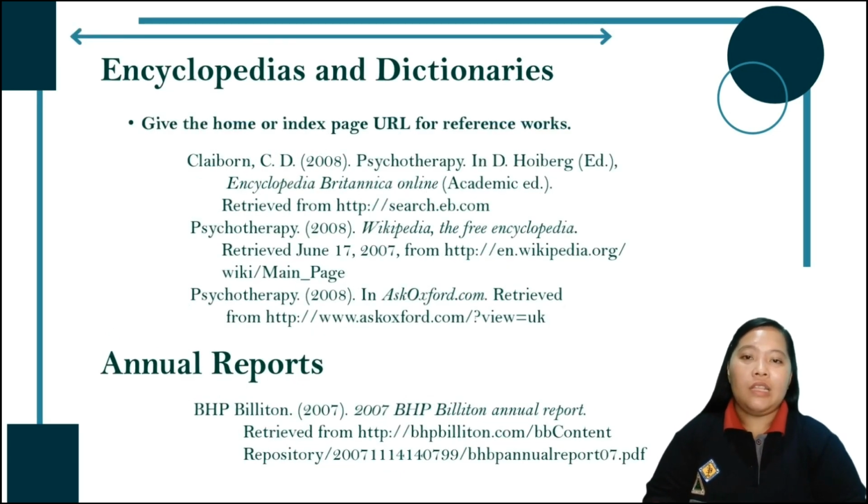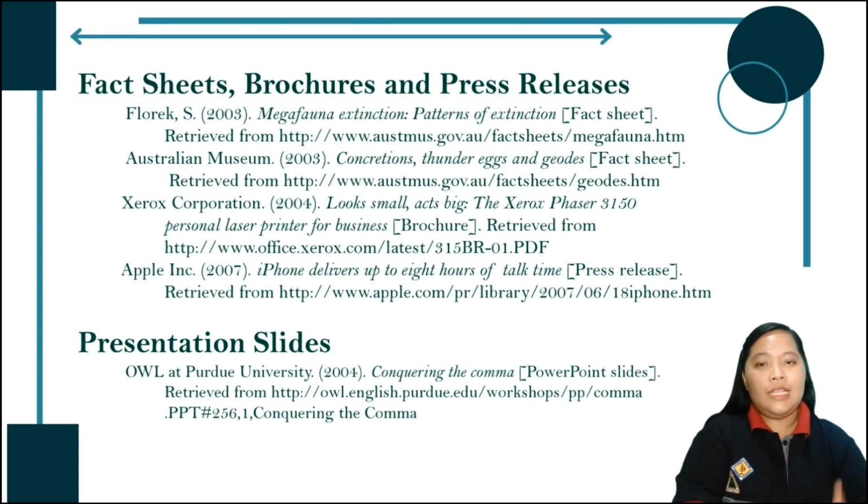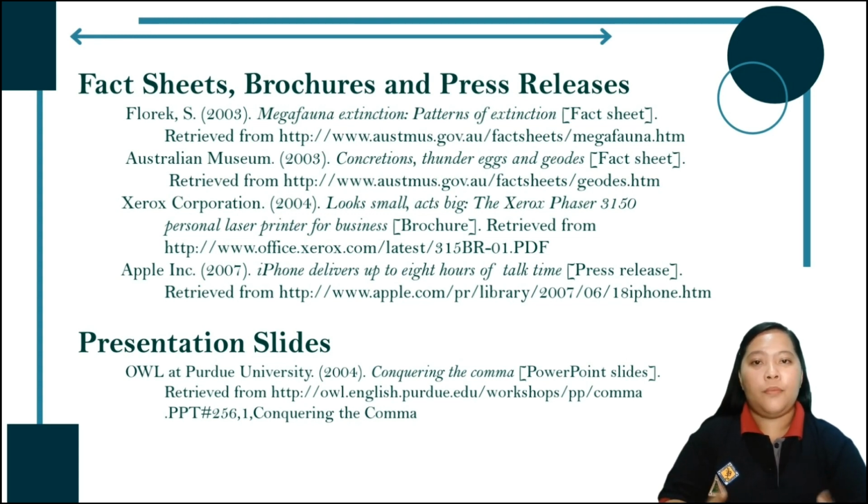Encyclopedias, dictionaries, and annual reports are cited the same way. Just give the home or index page URL for the reference work, or you put it in the "retrieved from". Next are fact sheets, brochures, and press releases. Also, presentation slides are cited the same. But here, you indicate whether your source is coming from fact sheets, brochures, or press releases. You put it in brackets next to the title.